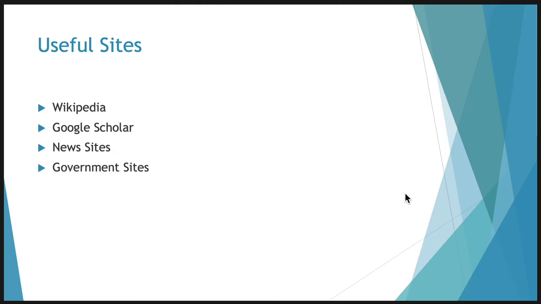Again, government sites and professional sites can be really great to use on the internet. And there are a lot of digital archives. You can find primary sources, you can find older information, you can find raw data through the general internet as well.